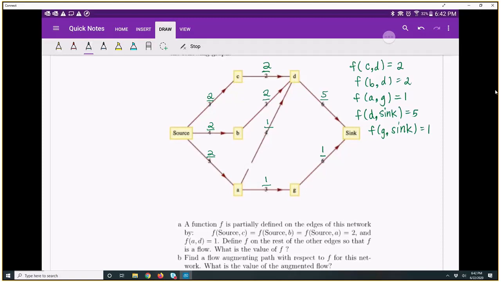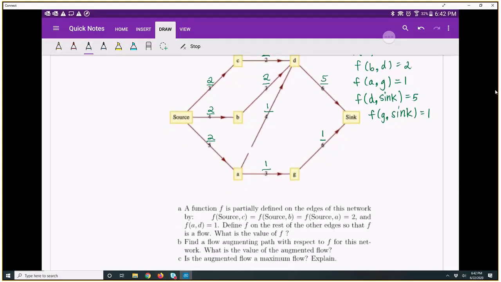So now I've assigned a function value on every edge of the graph. That's part A. And then it asks, what is the value of the flow? The value of the flow is both the amount leaving the source and the amount entering the sink. So the value of the flow is 6 in this case.